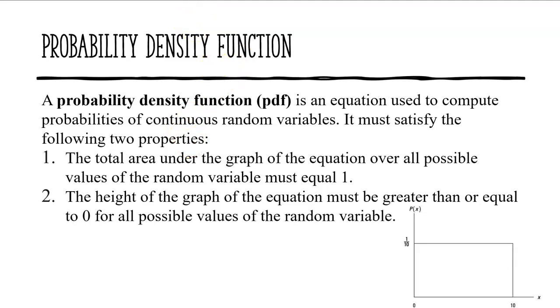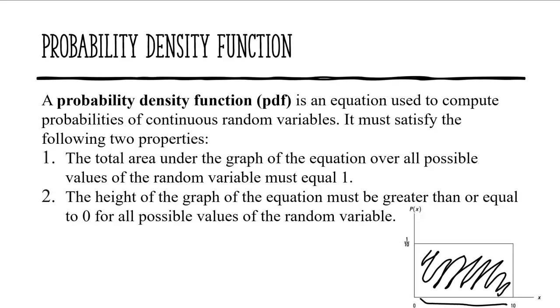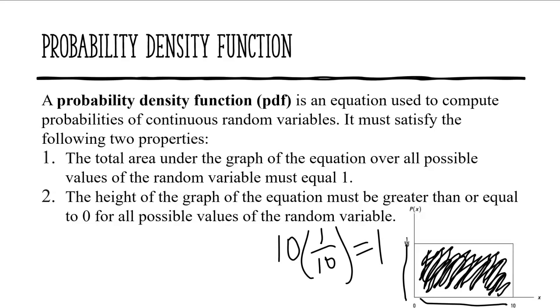And so how would you find the area of this? So for property number 1, it says the total area under the graph of the equation over all possible random values must equal 1. So in order to find the area of this rectangle here, the area of the inside, I would do the length times the width. And in this case, this length here is 10. You could do 10 minus 0, so 10. And the probability here is 1/10. And if you do 10 times 1/10, that equals 1. That gives you the area of this rectangle right here. And so that must be true for every probability density function. The area under the graph must equal 1.